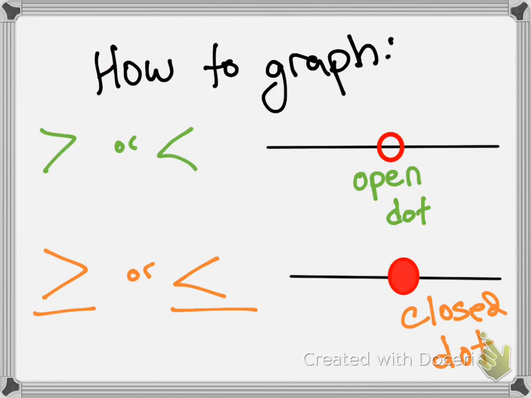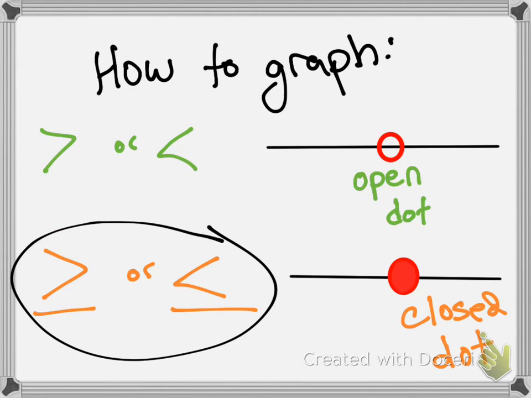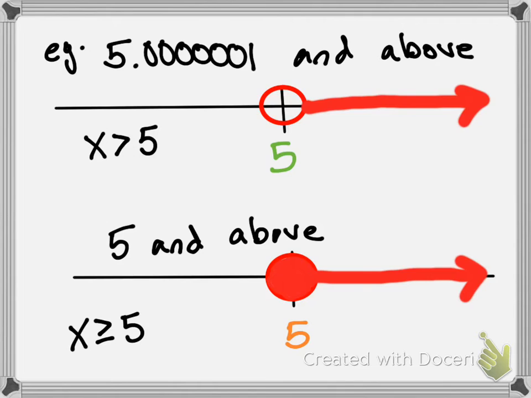All you need to remember is if you will have signs like this, it'll be open. If you have signs like this, it'll be a closed dot. So, for example, 5.000001 and above. We do not include 5 because 5 is not greater than 5, but we include everything bigger than 5. However, if it said 5 and above, 5 is included. So we include that 5. Here we get as close to the 5. I know it doesn't look like it because we're not touching that line, but it's an open dot. You need to make it big enough to indicate.